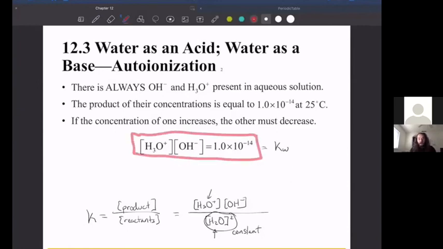Okay. Now, adding an acid would increase the concentration of this and decrease the concentration of the hydroxide ions, because the both of them combined have to always equal 1 times 10 to the negative 14. Likewise, if we had a base, we would see that that increases the concentration of hydroxide ions, but in order to compensate, the hydronium ion concentration would decrease.